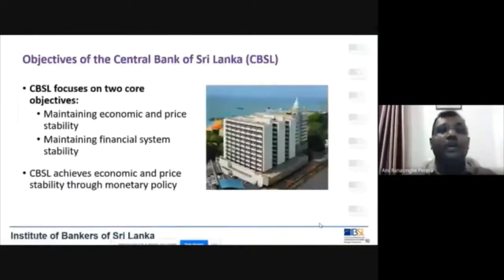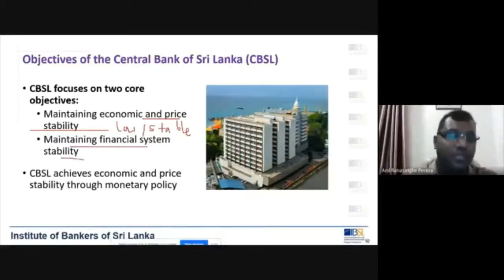Now in Sri Lanka, who's conducting monetary policy? That's the Central Bank of Sri Lanka. At the central bank, there are two major objectives. Both are related to our subject, but specifically for today, one of the major objectives is price stability. So it wants to maintain low and stable inflation and also maintain stability in the financial system.